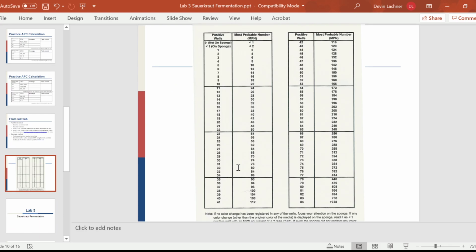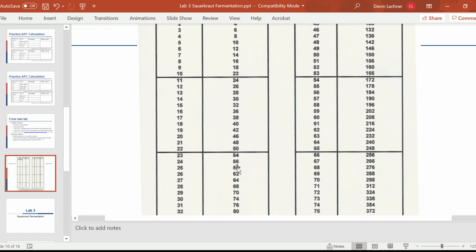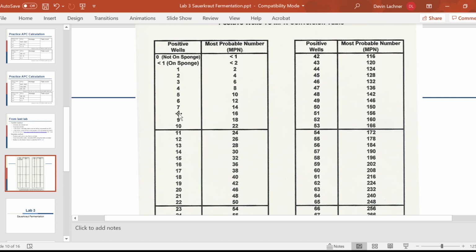Okay, so this is the table I was just talking about. So, for example, if you had 5 positive wells, 5 pink wells, then you would have a most probable number of 10. Okay, so just a statistical estimation of the amount of bacteria in your sample.